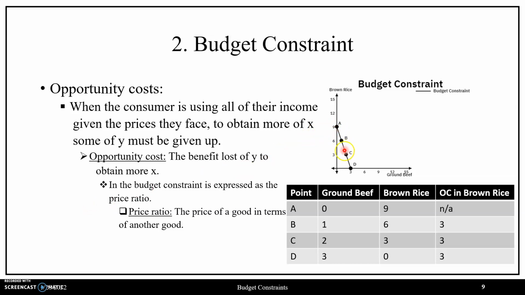Where we can see this with a rightward movement along our budget constraint, going from point A to B, B to C, and C to D, where we see that the consumer is obtaining more ground beef along the way, but that they are giving up brown rice along the way as well.